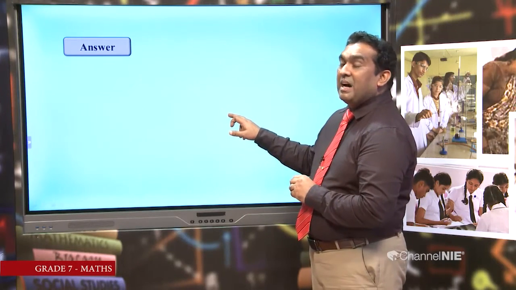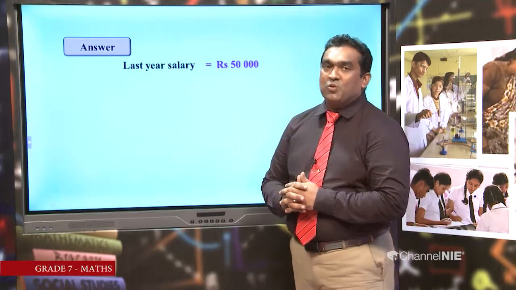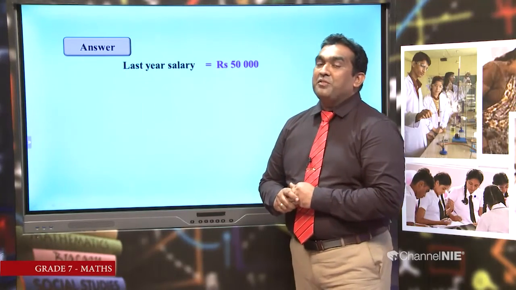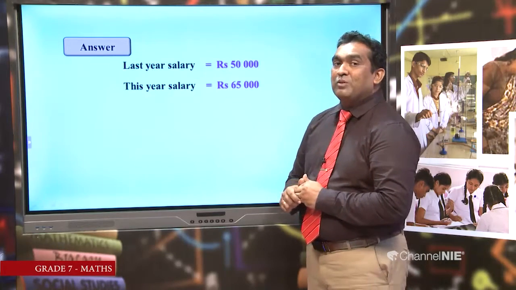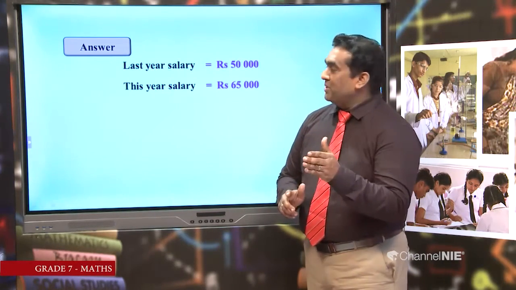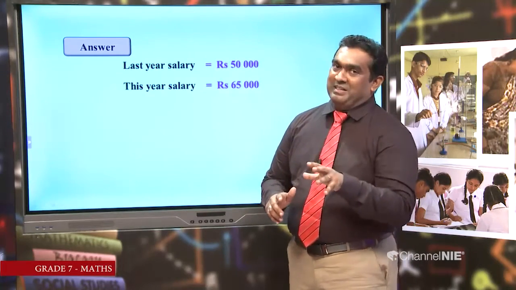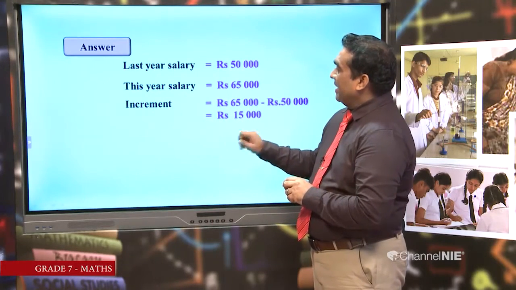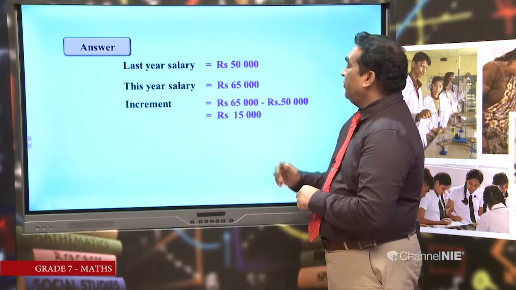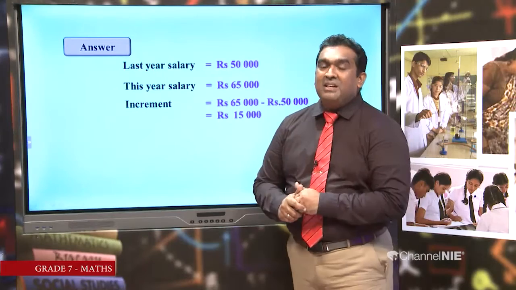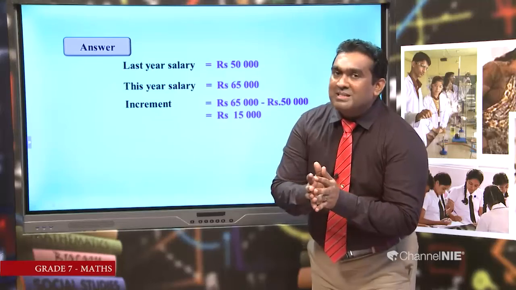Now we can see the answer. Last year's salary 50,000 rupees. This year's salary 65,000. Now there is an increment. How to find out the increment? 65,000 minus 50,000, that is 15,000. Increment is 15,000. They are talking about this increment.